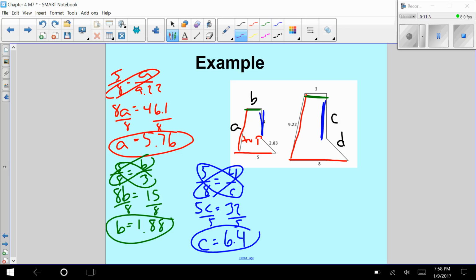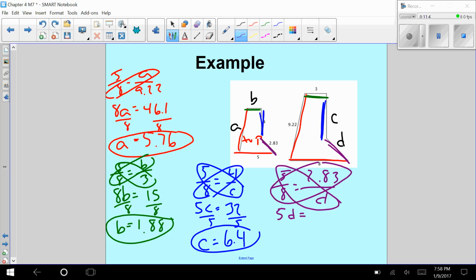And finally for D, start with 5/8 equals 2.83 over D. Cross multiply, 5D equals 8 times 2.83, which is 22.64. Divide by 5, and D equals 4.53. Here's your assignment.